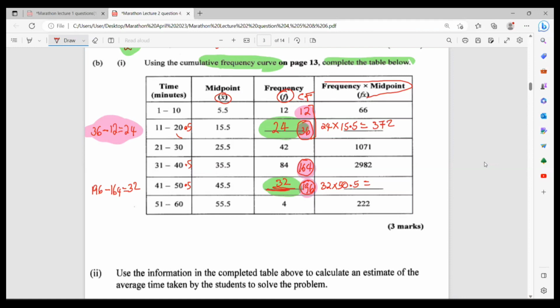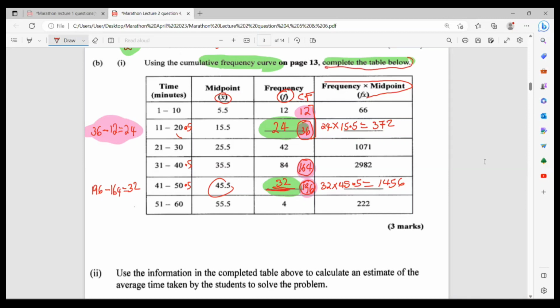Hmm? 1616. Oh, my bad. 45.5. I wrote the wrong number, right? You agree? 45.5 should be written. This is this. 1456. And what do you get? 1456. Thank you very much. There it is.